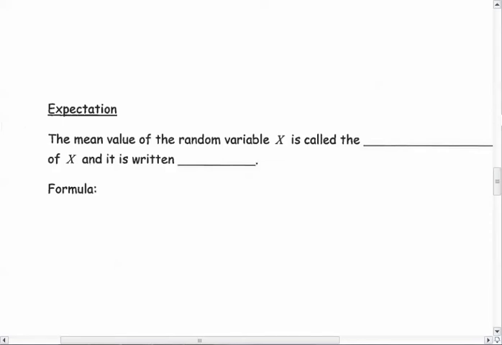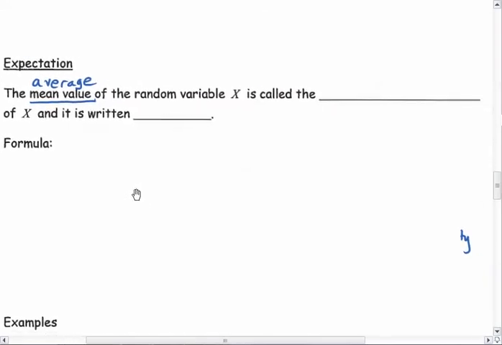Let's look at the expected value of a random variable. The expectation is just the mean value of the random variable. The mean value is just another way of saying the average. So for a random variable, we're just wondering, what do we expect on average? And this is called the expected value. It is written as the expected value of the random variable capital X.